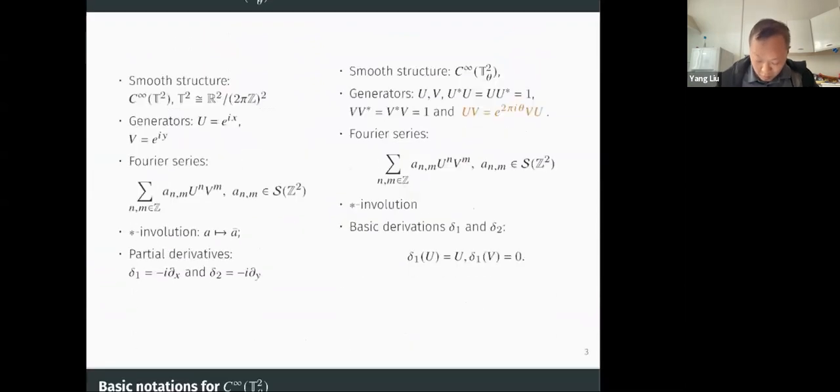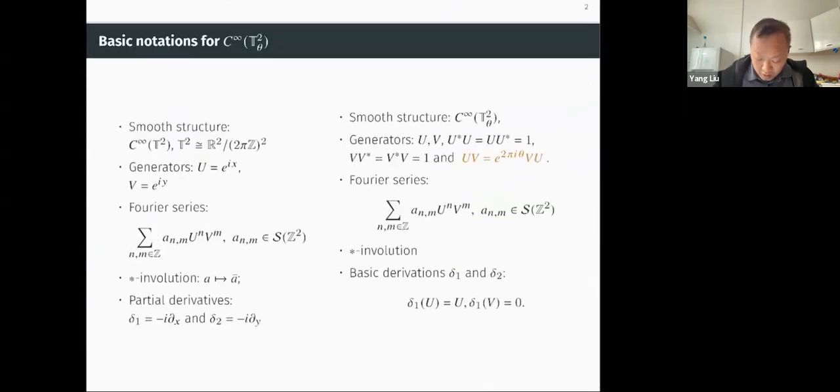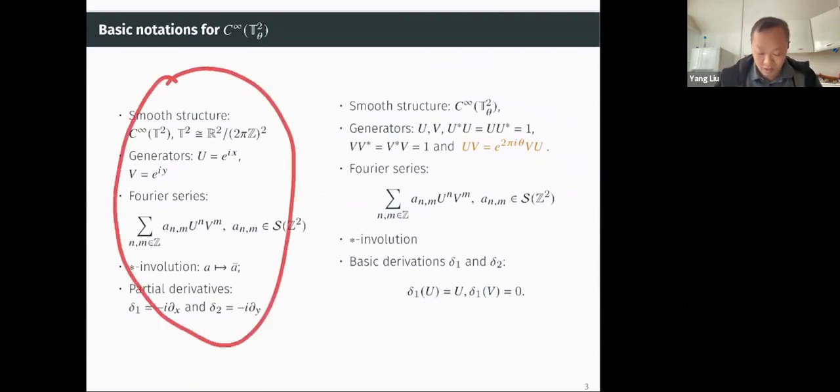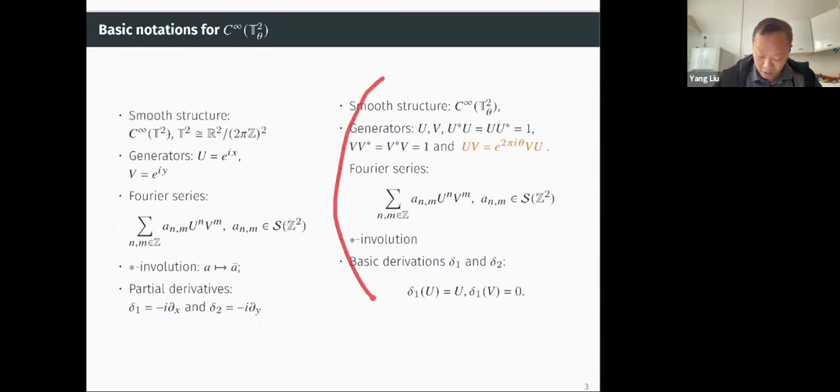Okay, as usual, even though Masu just reviewed these basic notations in the tutorial, I'd like to quickly go over our notations. Here, the left-hand side is the classical part, and the right-hand side is the non-commutative part.